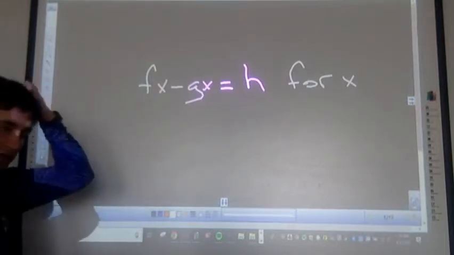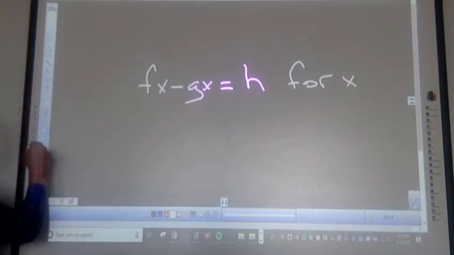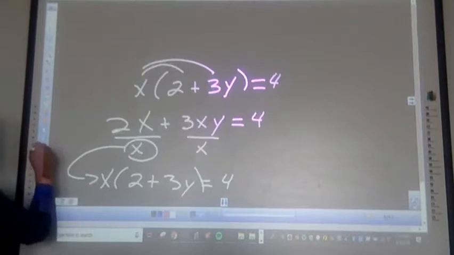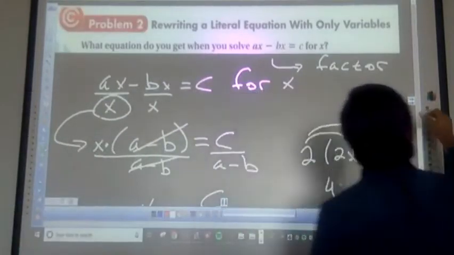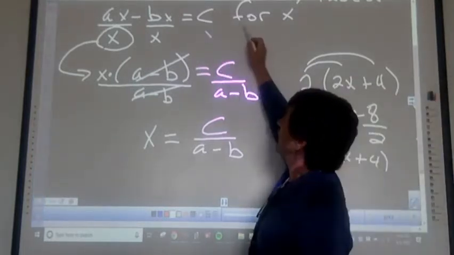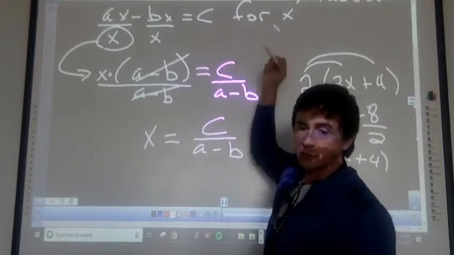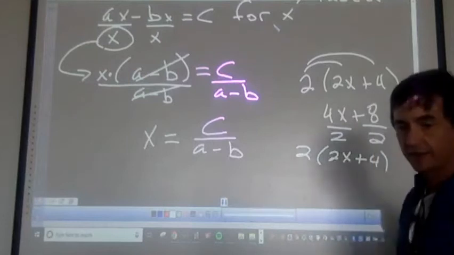Oh, Anna had a question. Sorry. Could you go back to the last one? Yep. So if C is for X, wouldn't it be A minus B divided by A minus B is equal to X? So it's not C for X. This just means solve for X over here. Just which letter you should have by itself in the end.